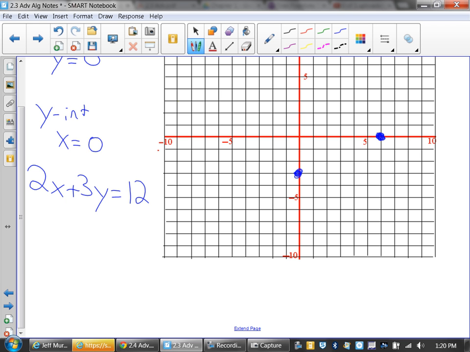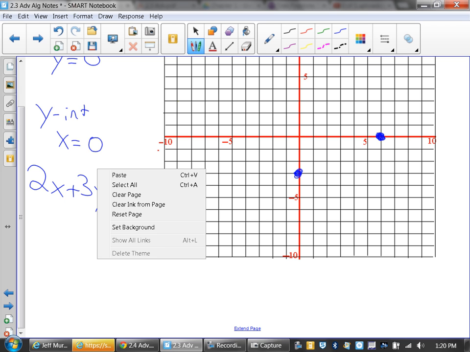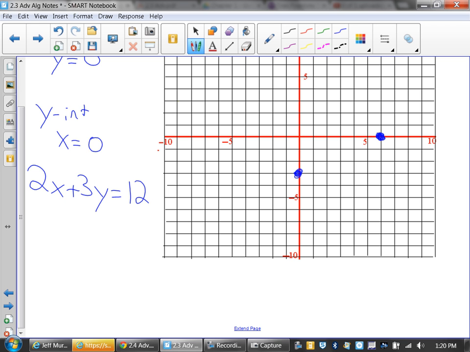If I have the following equation written in standard form, 2x plus 3y equals 12, if my y-intercept is 0, I just cover it up, right? And it's gone. What's my x-intercept? 6. If I cover this up, what's my y-intercept?